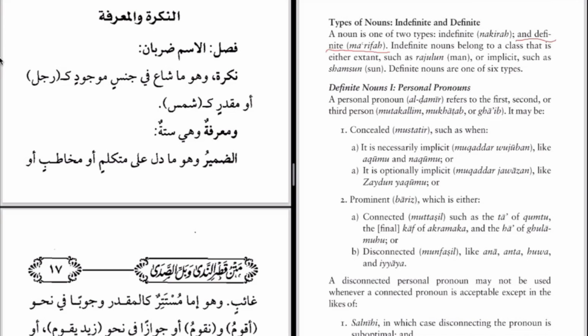Indefinite nouns belong to a class that is either extant, such as rajulun, man, or implicit, muqaddar, such as shamsun, sun. And that's their choice of words there.